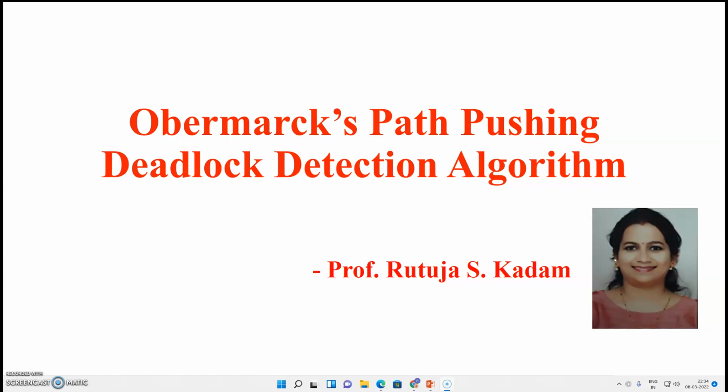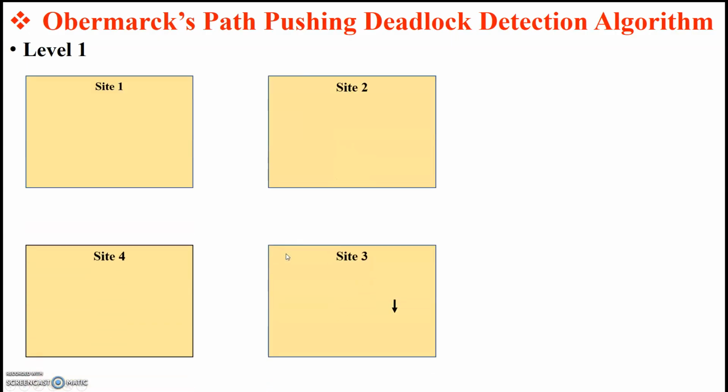Today we will be learning the deadlock detection algorithm in distributed systems, that is Obermarck's path pushing algorithm. So here let us consider this illustration of Obermarck's path pushing algorithm wherein there are 4 sites.